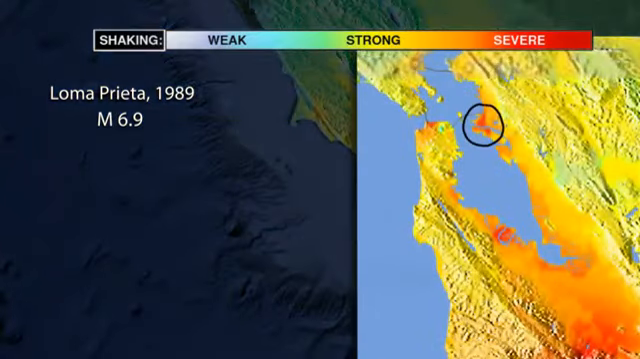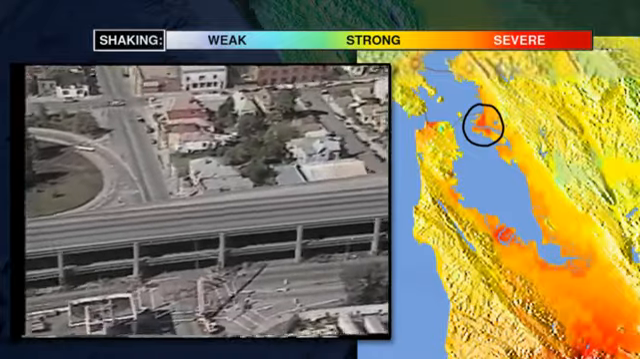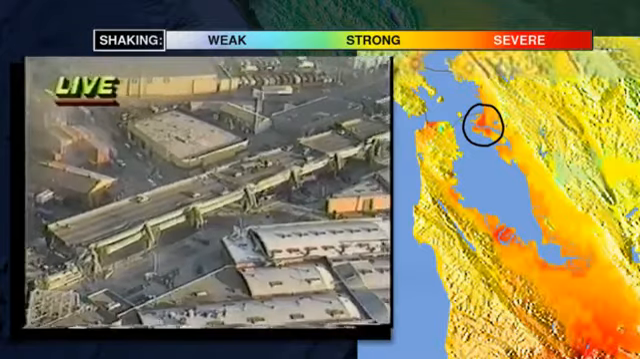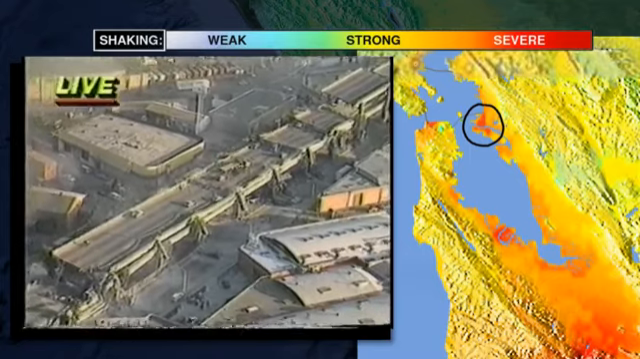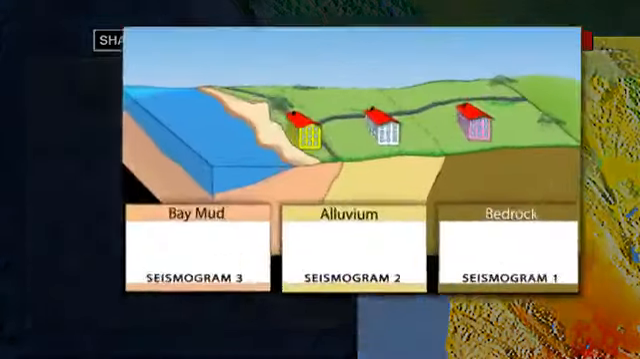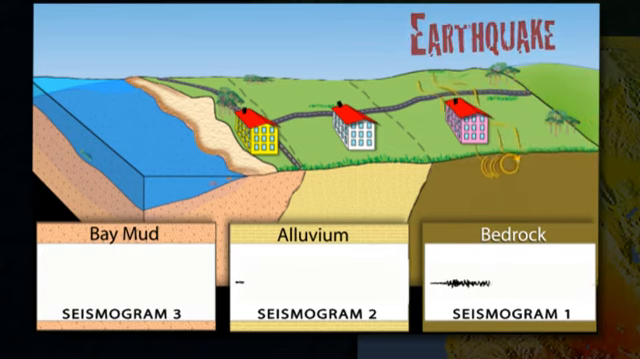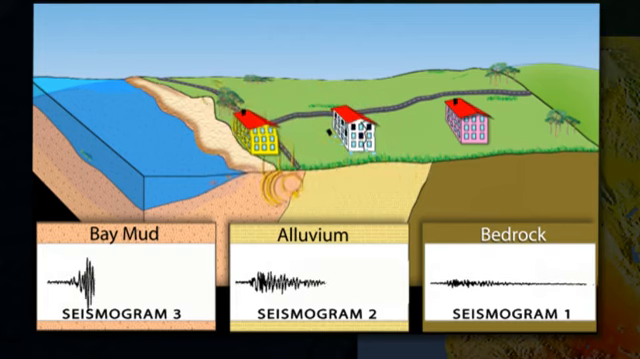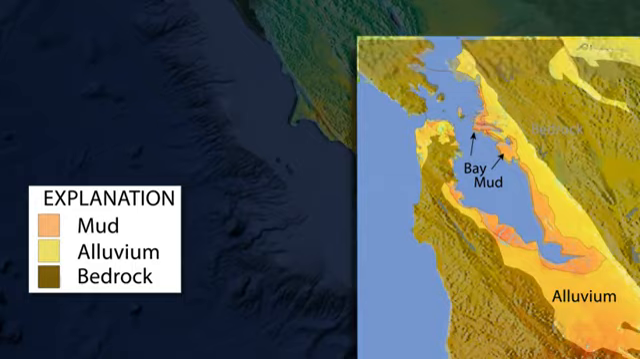A dramatic and tragic example of shaking amplification is the double-decker Nimitz Freeway constructed on bay mud. 4 seconds after drivers felt the earthquake, the Nimitz Freeway shook and swayed and sections collapsed, taking 42 lives. Seismograms from nearby stations document that seismic waves are amplified by a factor of 2 as they pass from bedrock to sand and gravel deposits, and the amplitude of ground shaking of soft and water-saturated bay mud is 5 times larger than on bedrock. The section of the Nimitz Freeway that collapsed was built on bay mud.